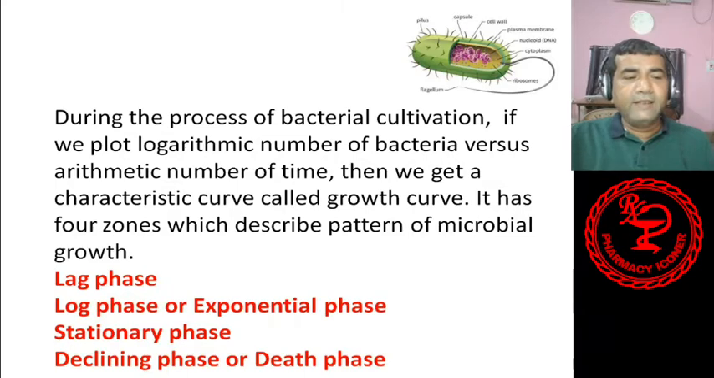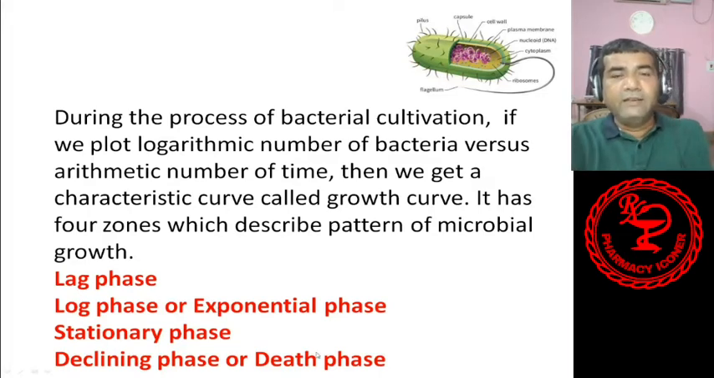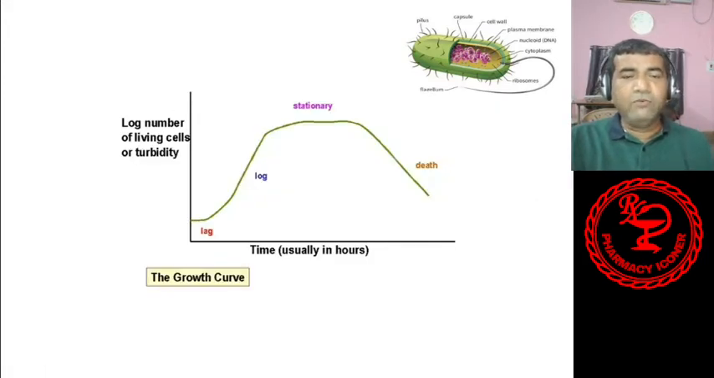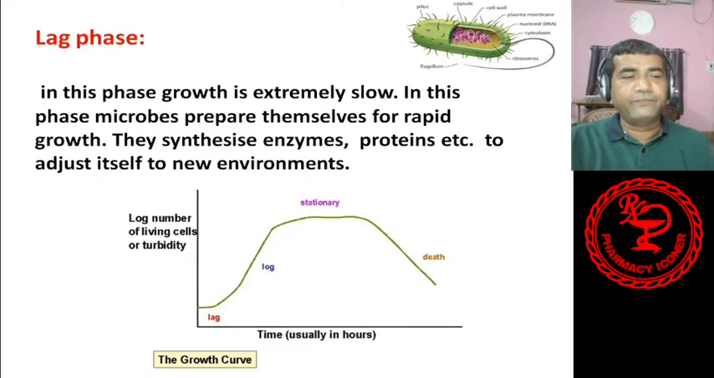It has 4 zones. This growth curve has 4 zones: lag phase, log phase or exponential phase, stationary phase, and declining phase or death phase. Now we will discuss each phase individually.